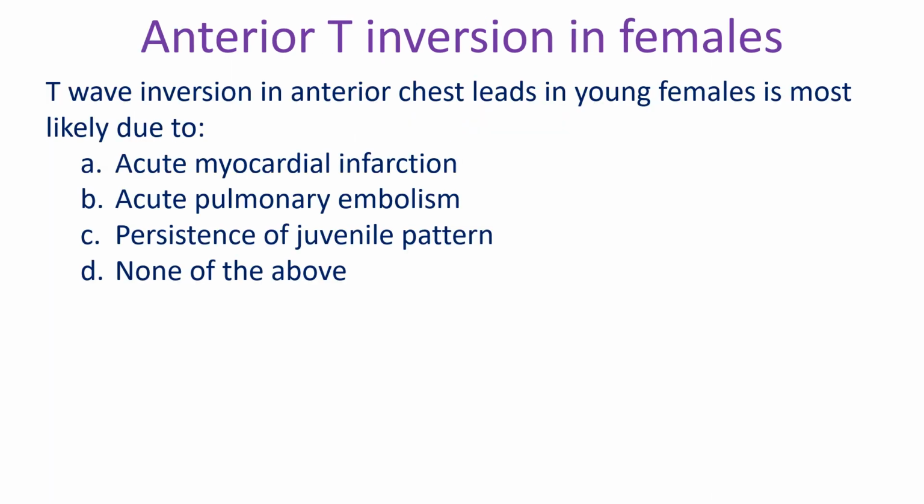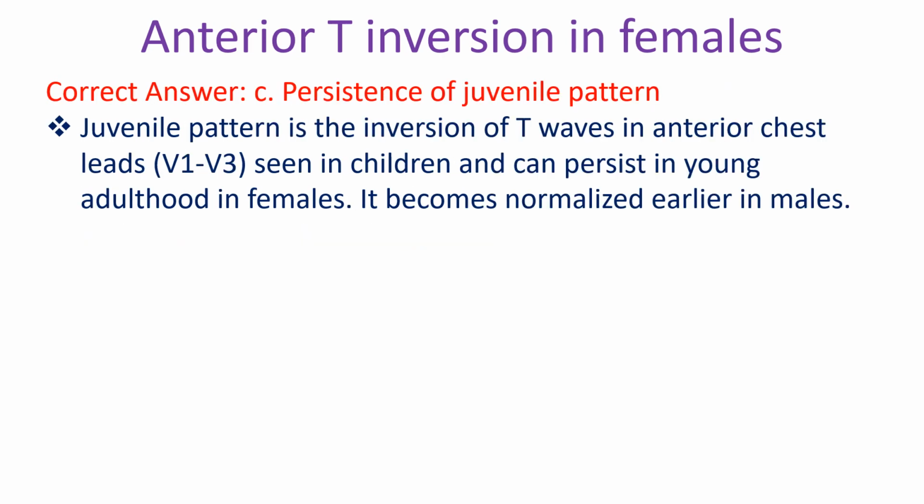T-wave inversion in anterior chest leads in young females is most likely due to A. Acute myocardial infarction, B. Acute pulmonary embolism, C. Persistence of juvenile pattern, D. None of the above. Correct answer C. Persistence of juvenile pattern. Juvenile pattern is the inversion of T waves in anterior chest leads seen in children and can persist in young adulthood in females. It becomes normalized earlier in males.